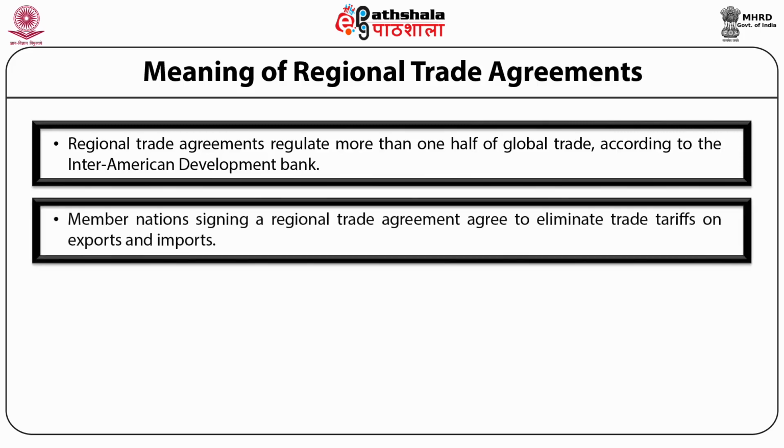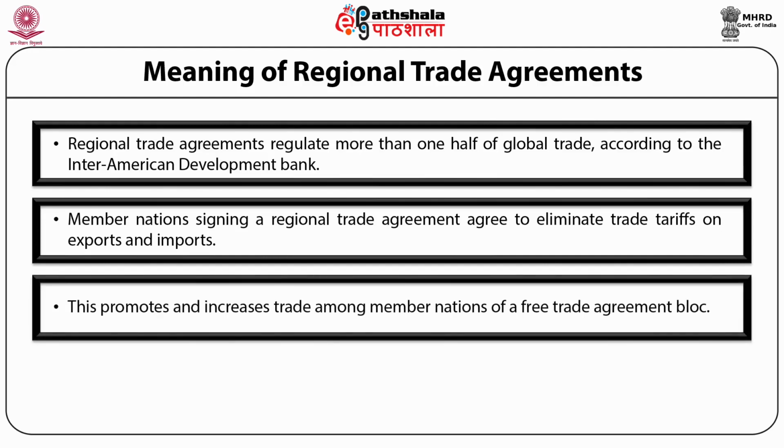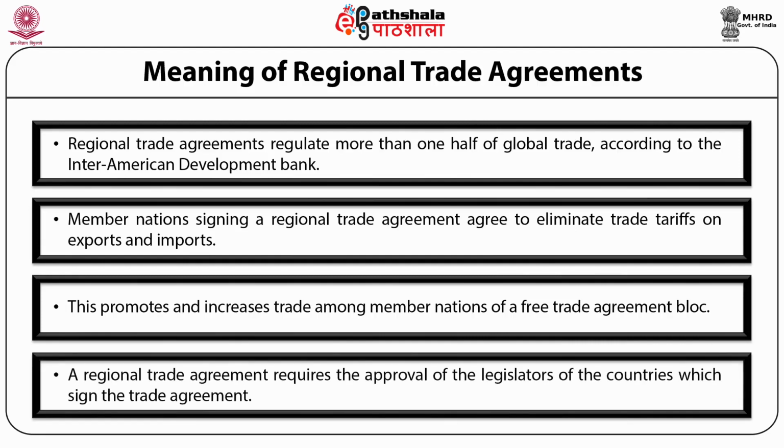Member nations signing a regional trade agreement agree to eliminate trade tariffs on exports and imports. This promotes and increases trade among member nations of a free trade agreement bloc. A regional trade agreement requires the approval of the legislators of the countries which sign the trade agreement.